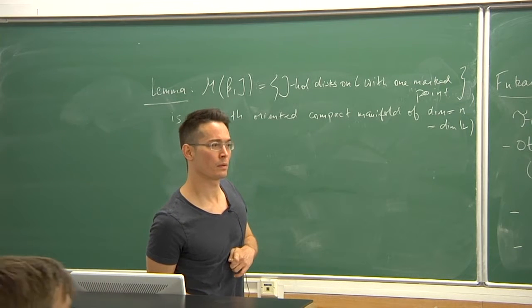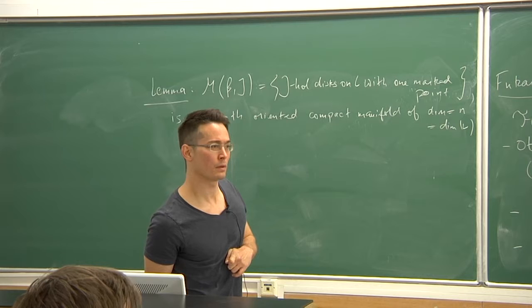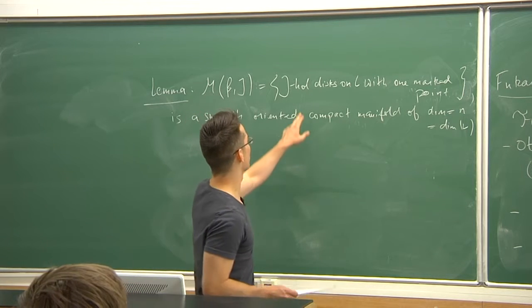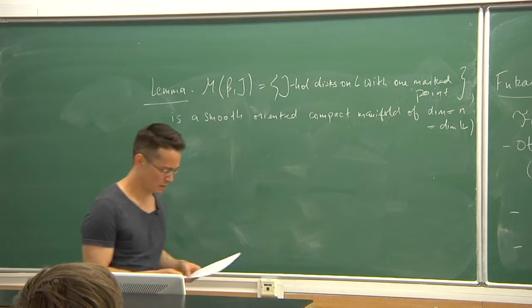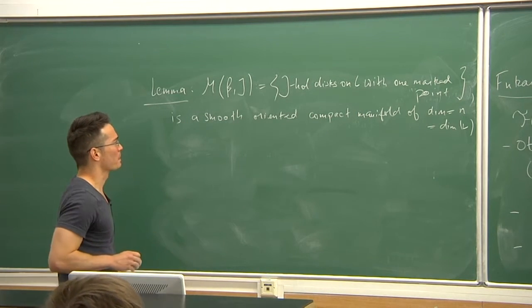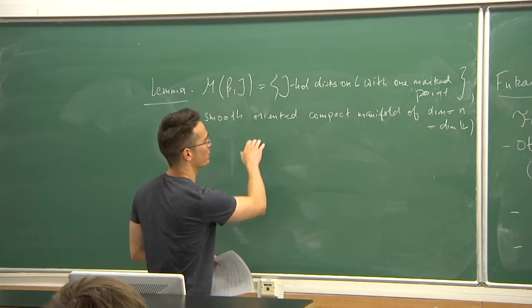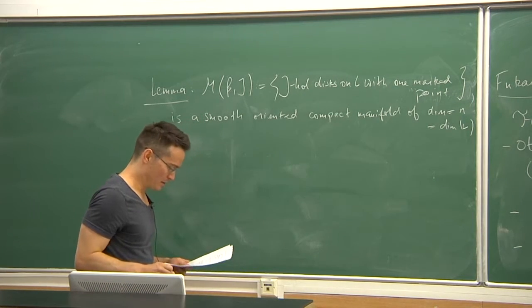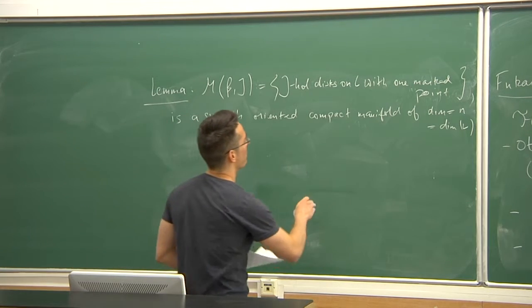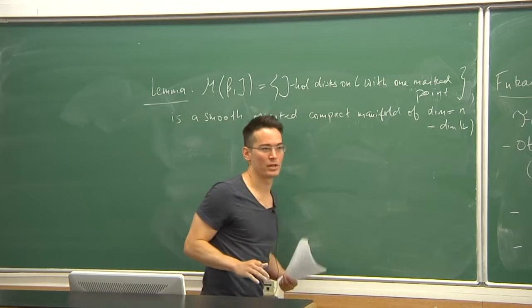that what is, I don't see, M beta J. J-holomorphic disks on L with one marked point. And yeah, so we get oriented spaces by assuming that L is spin. And so now the most important point is that this is a compact manifold of dimension n.